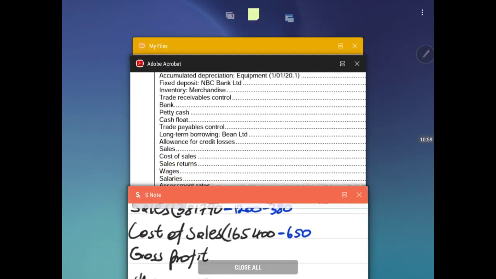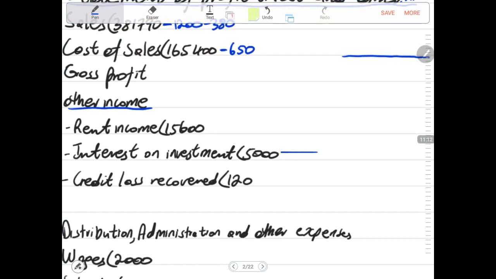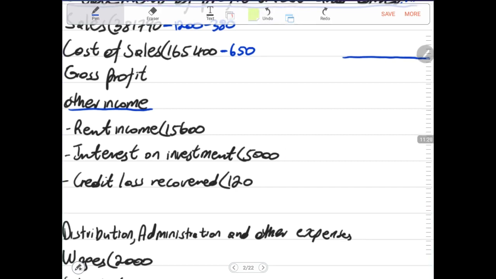So let's look for another income. We do have interest income on the investment. How much? 5,000 rands. So this is recorded and this is recorded. And we record that interest income as 5,000 because we expect that in the adjustment there must be something to add or to subtract if there will be an adjustment for that.